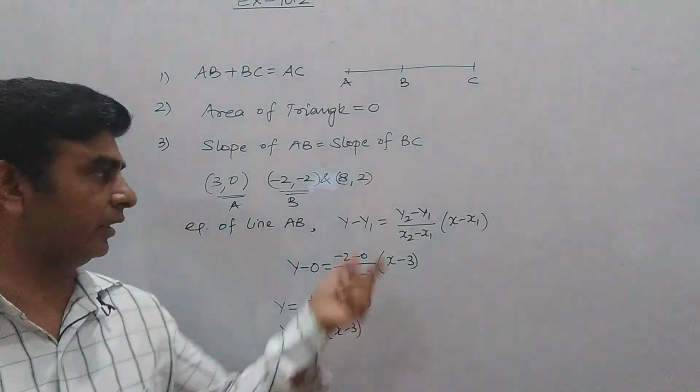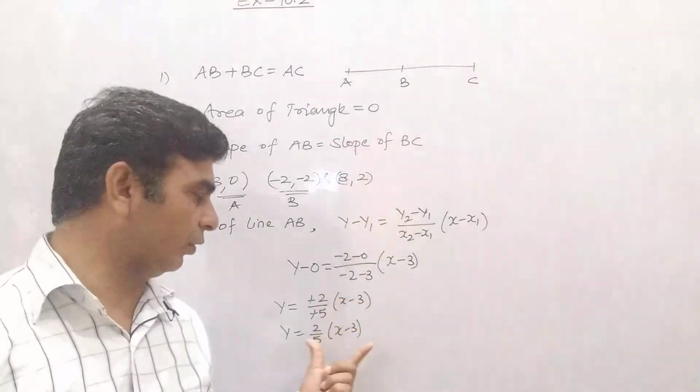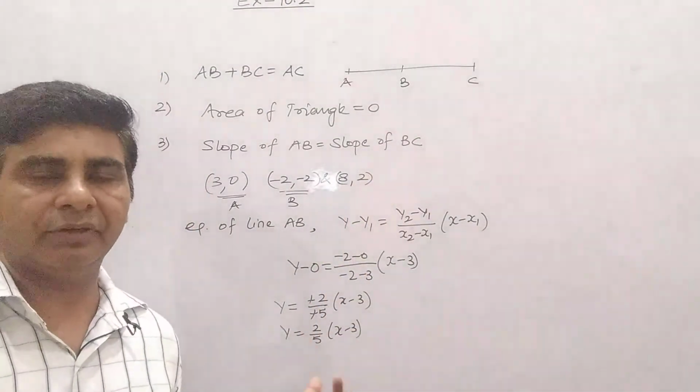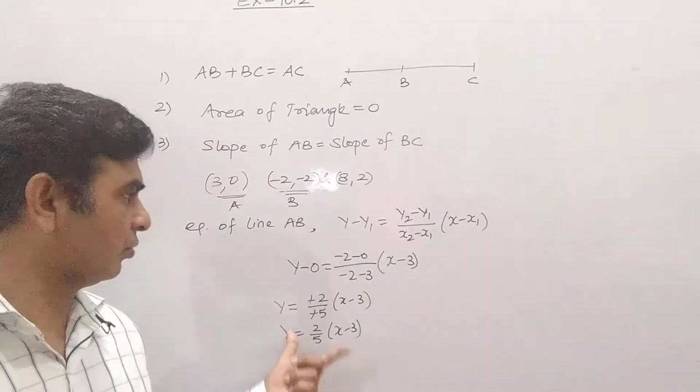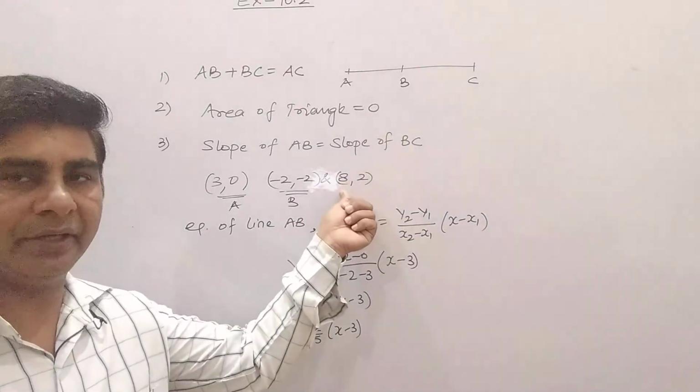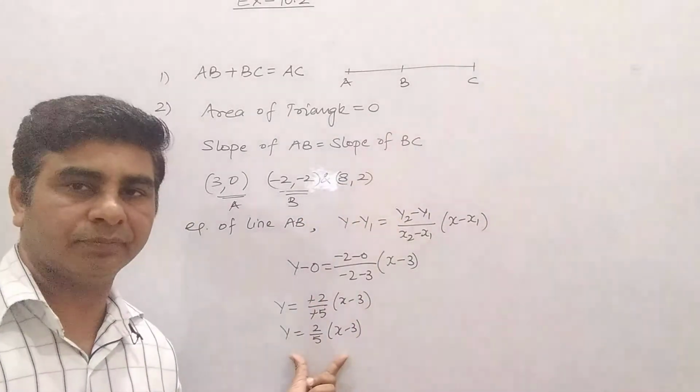Now let me check whether the point 8, 2 is lying on this line or not. For that, we have to just substitute the value of x is equal to 8 and y is equal to 2 in the given equation of line.